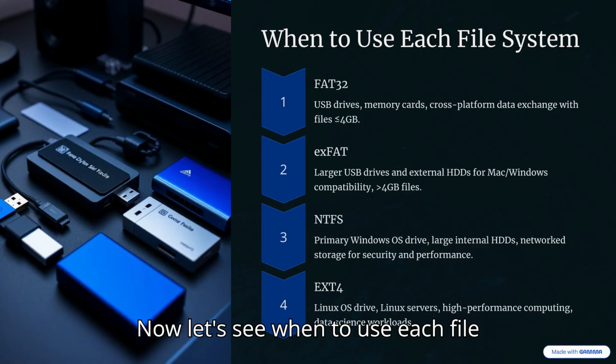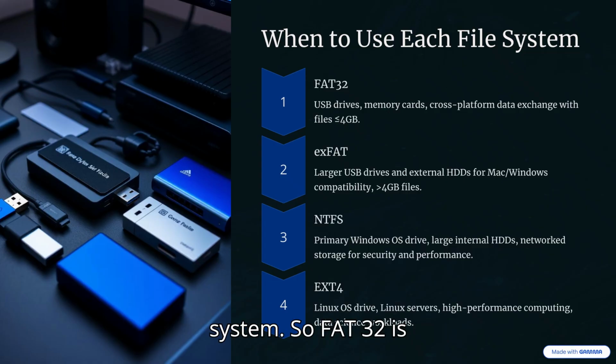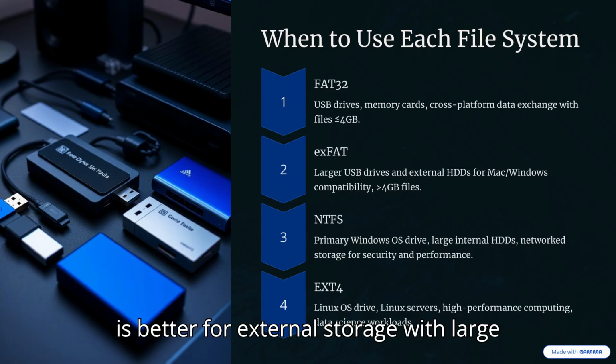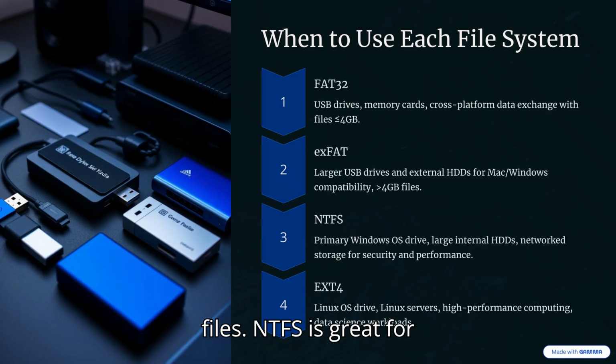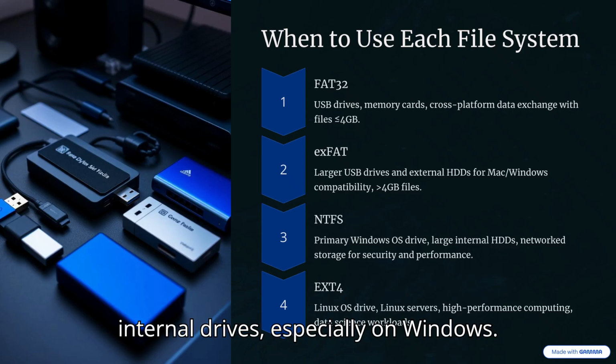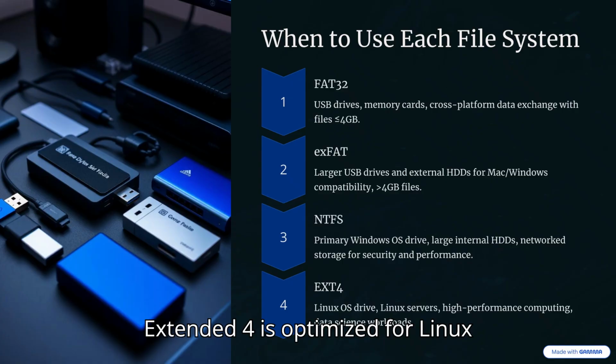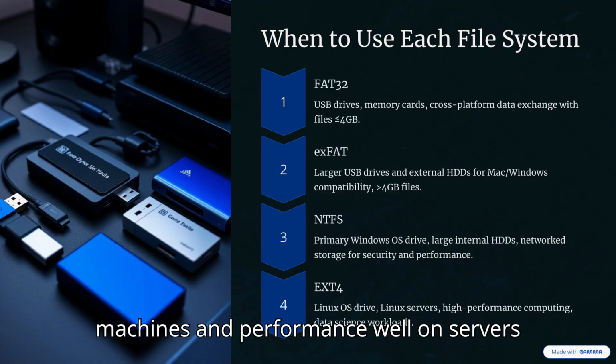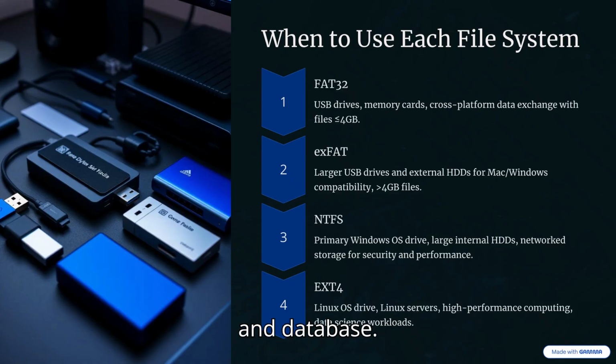Now we'll see when to use each file system. FAT32 is ideal for older and simpler devices. exFAT is better for external storage with large files. NTFS is great for internal drives, especially on Windows. ext4 is optimized for Linux machines and performs well on servers and databases.